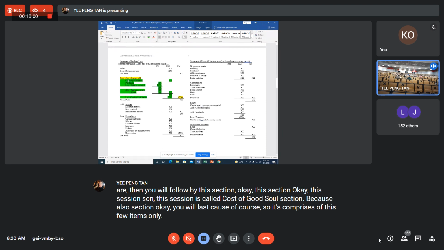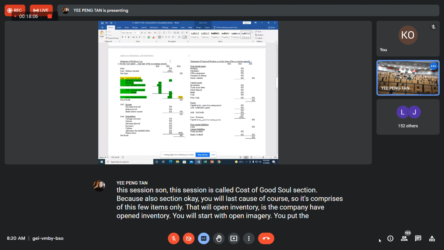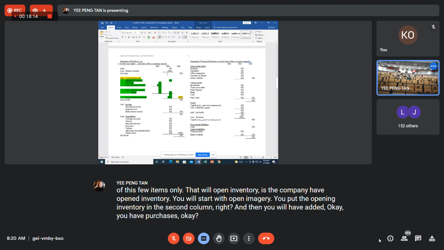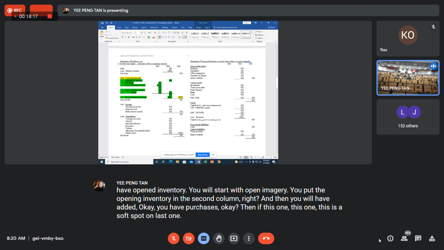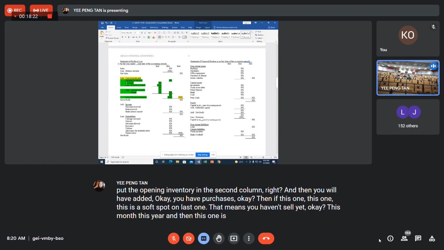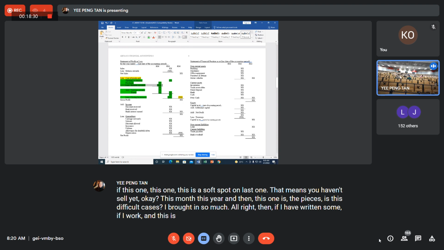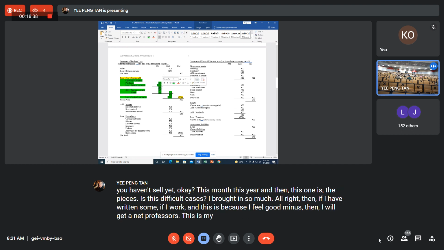Start with opening inventory. If the company has opening inventory, you put the opening inventory in the second column. And then you will add purchases. The opening inventory is stock from last year that you haven't sold yet, and the purchases are what you bought this year. If I have return outwards, that means I returned goods to my supplier, my payable, so I need to minus. Then I will get net purchases. This is my purchase cost only.